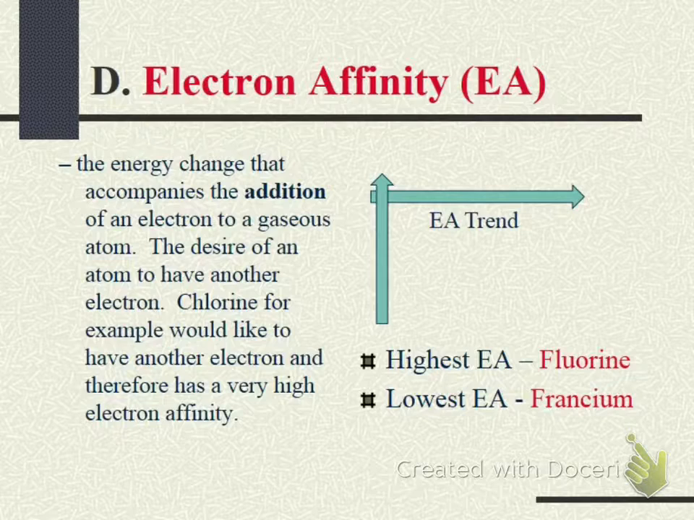So fluorine has the highest electron affinity. Why not group 18? Why wouldn't they have a high electron affinity? They already got their 8. Yeah. And then francium has a very, very low electron affinity. It does not want another electron. It wants to get rid of the one it has. And it does so violently.